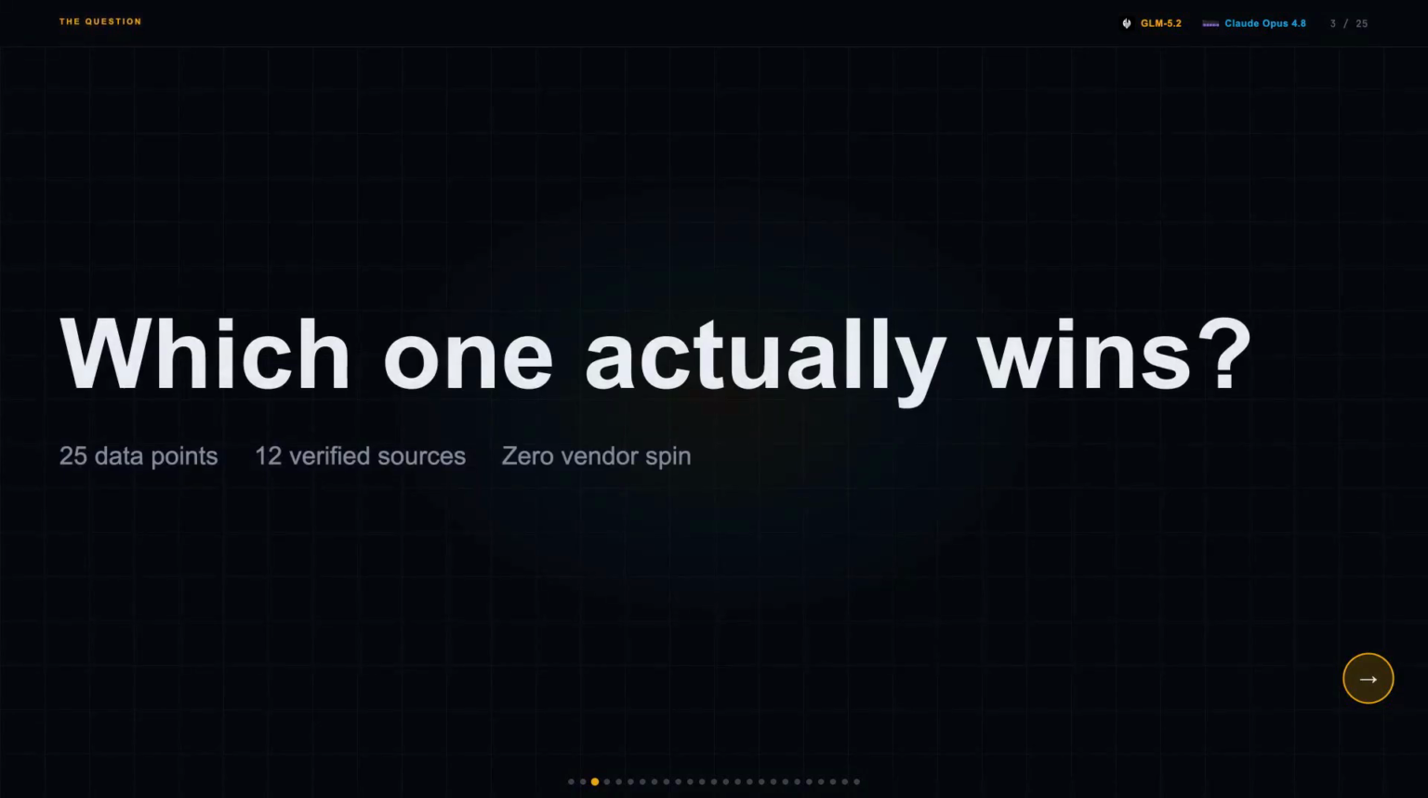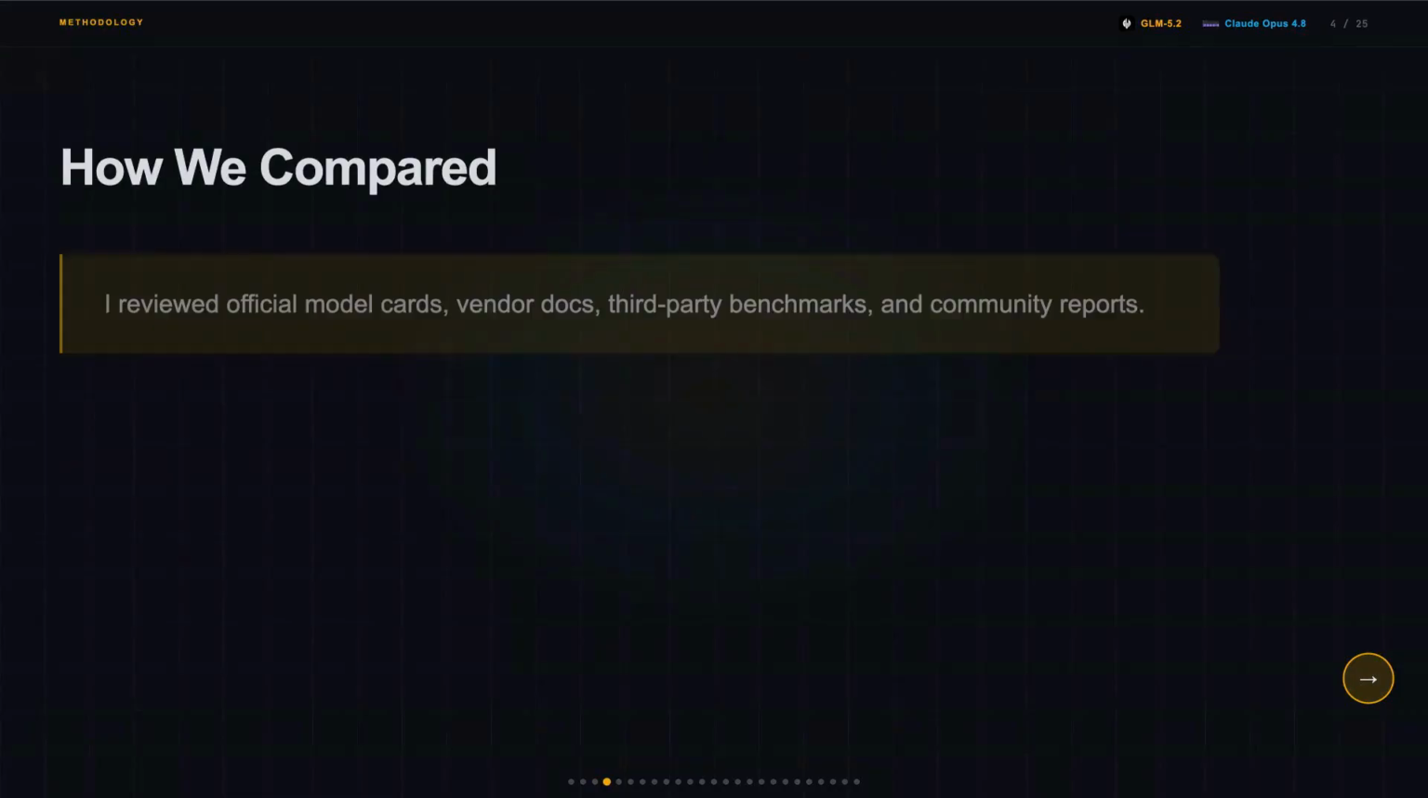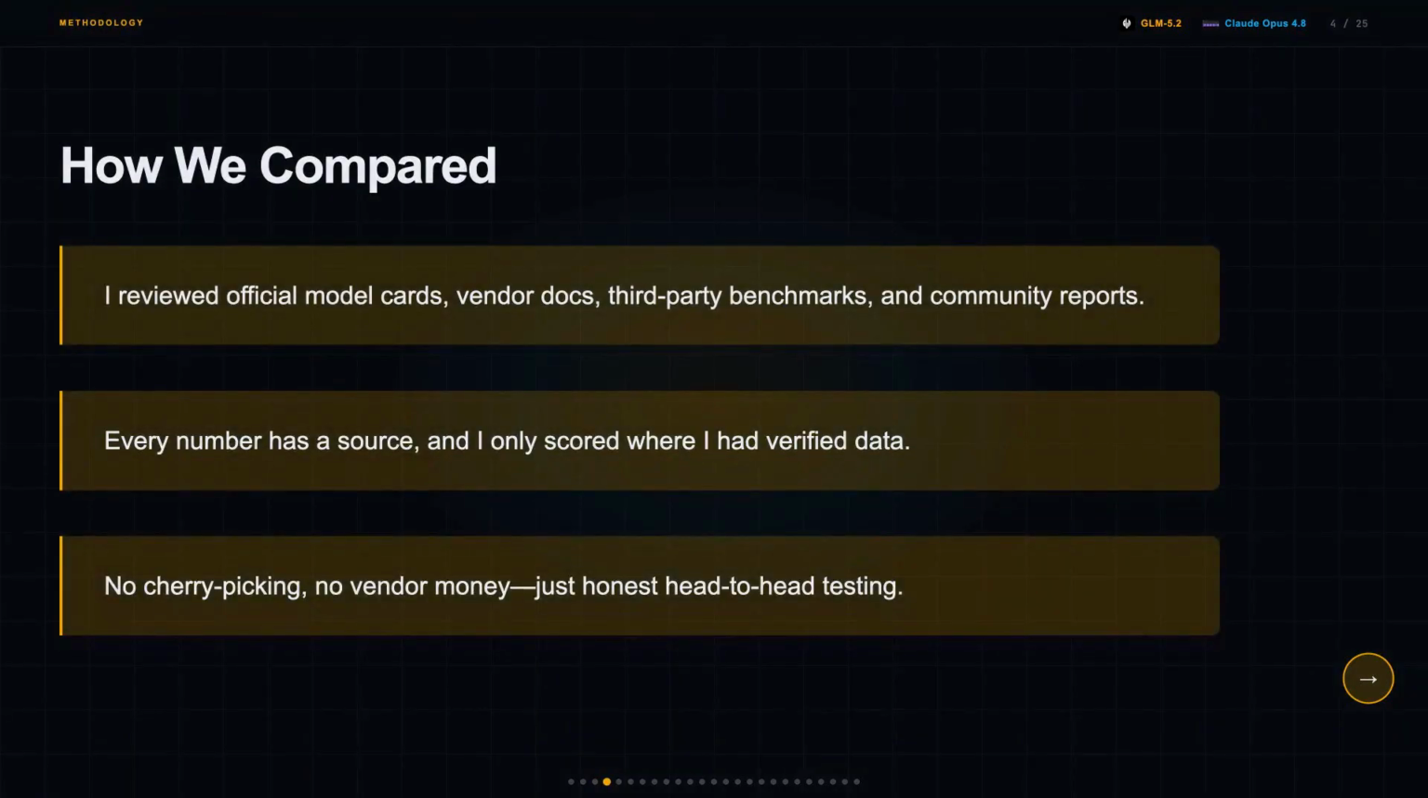And honestly, the results surprised me because the cheaper model doesn't just come close on long context retrieval, it's within a few percentage points, and that gap has some pretty serious implications for what you should actually spend your API budget on. Alright, so who is this actually for?